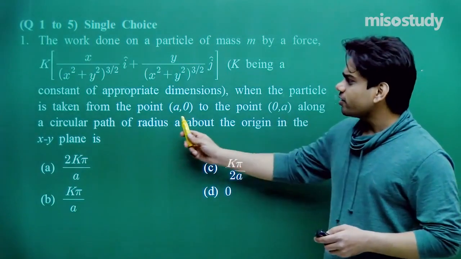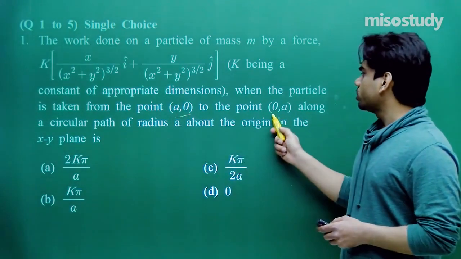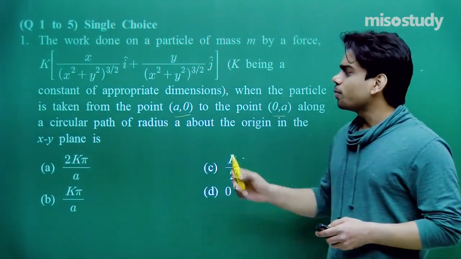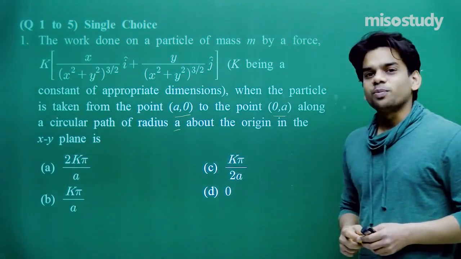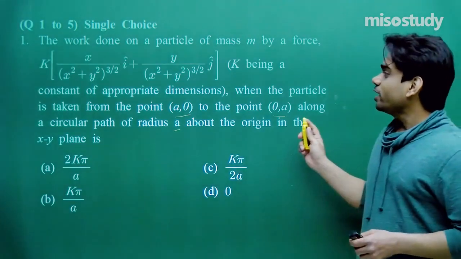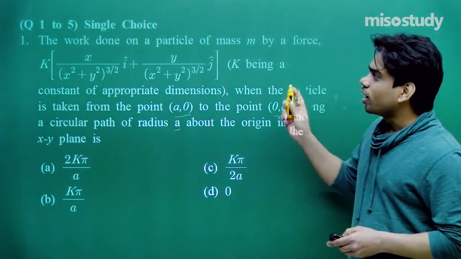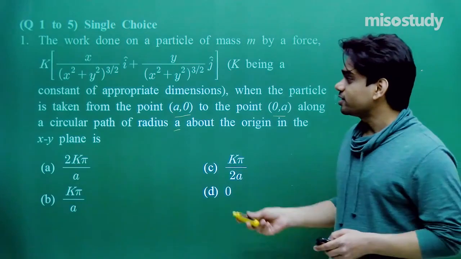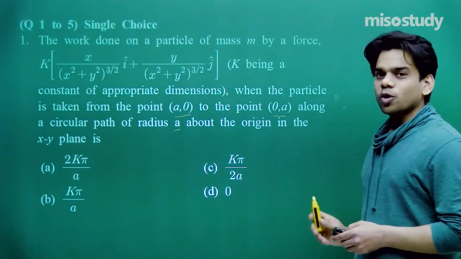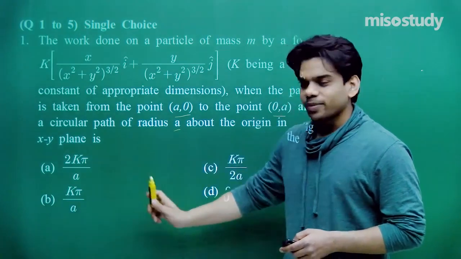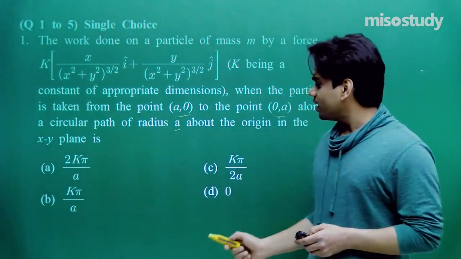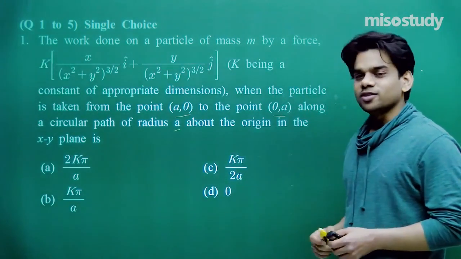The particle is taken from the point a comma 0 to the point 0 comma a along a circular path of radius a about the origin in the xy plane. So we have to find out what is the work done while it's taken from a comma 0 to 0 comma a. The options are: A is 2k pi by a, B is k pi by a, C is k pi by 2a, and D is 0.